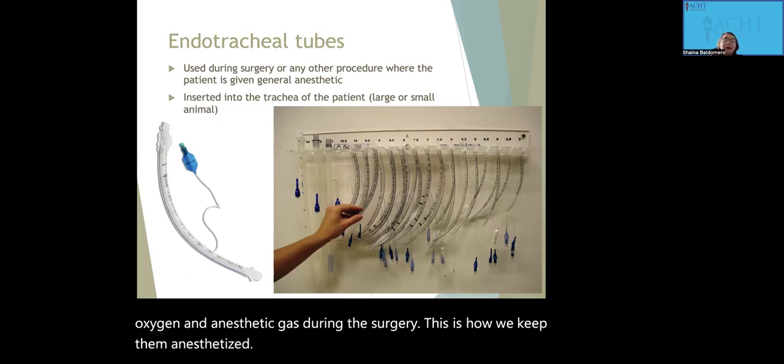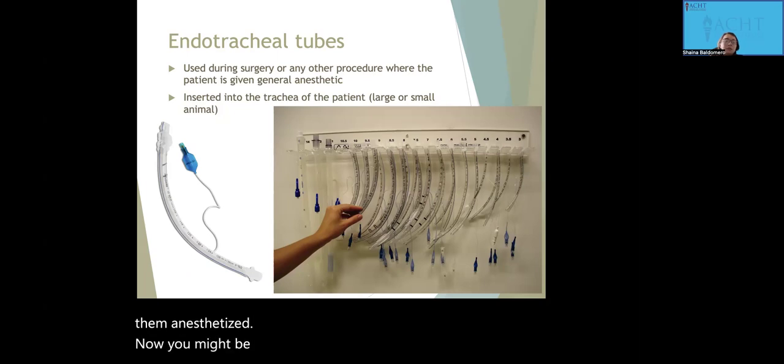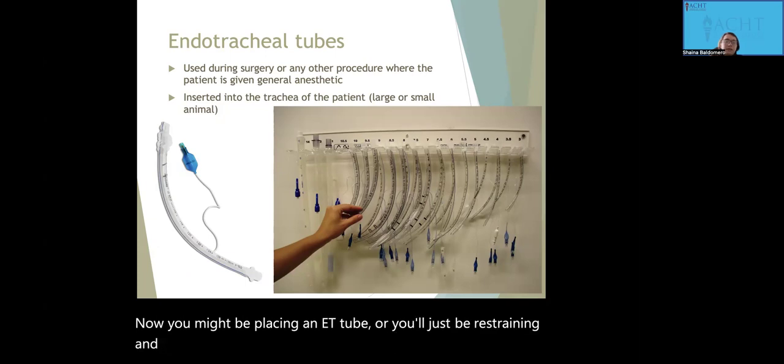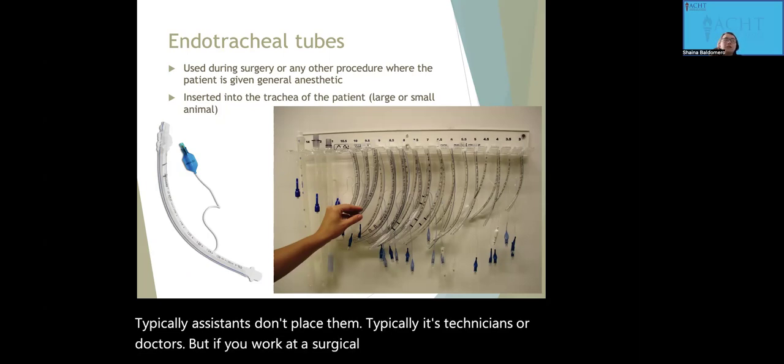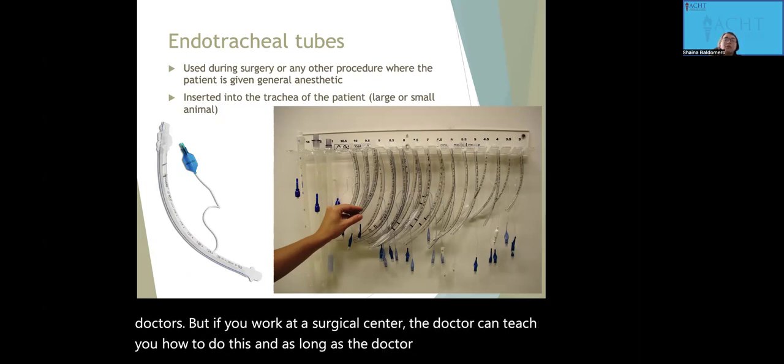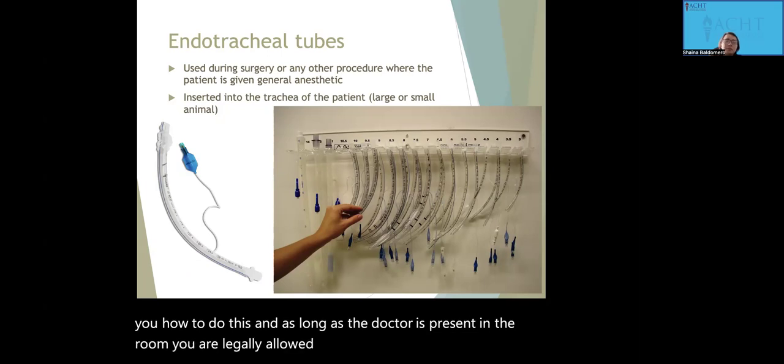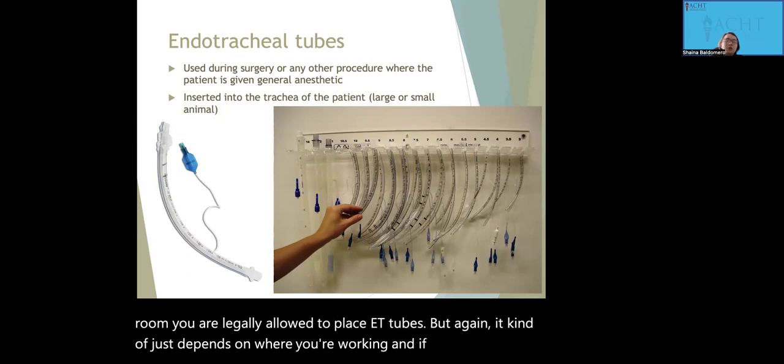Now, you might be placing an ET tube, or you'll just be restraining and helping. Typically, assistants don't place them. Typically, it's technicians or doctors. But if you work at a surgical center, the doctor can teach you how to do this. And as long as the doctor is present in the room, you are legally allowed to place ET tubes. But again, it just depends on where you're working and if they need you for that placement or not.